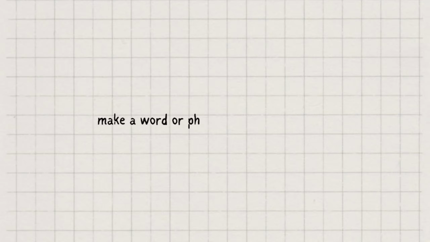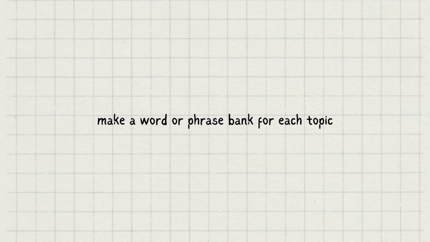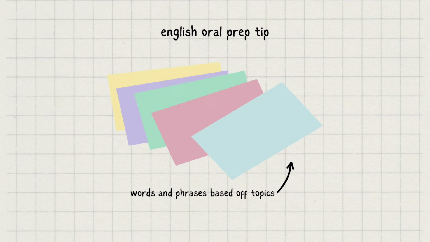In primary school, I will make word banks or phrase banks for each topic to prepare for my oral examinations. For English, I will make word cards with words and phrases that I can use based off different topics, and this helps me to craft out answers for the questions that may come out in the oral exam.